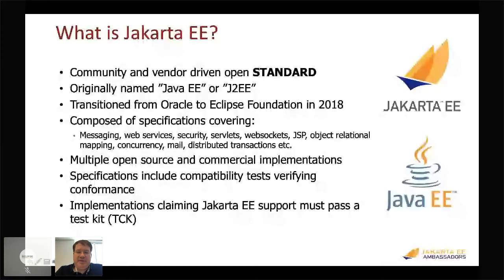Originally, it was developed by Sun Microsystems. It is composed of multiple specifications covering messaging, web services, security, WebSockets, JSPs, object relational mapping, mail, distributed transactions, etc. It actually covers numerous things. And although many developers think of it as monolithic, it is actually multiple specifications underneath the hood that you can use independently. I'll cover that as I go through the presentation.